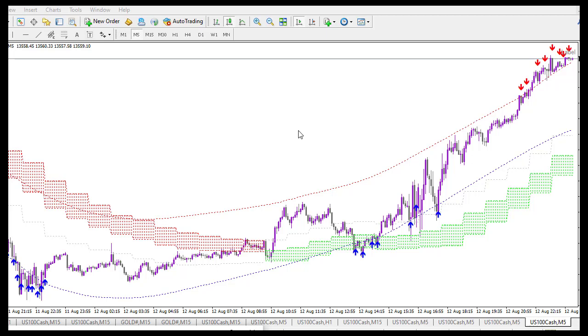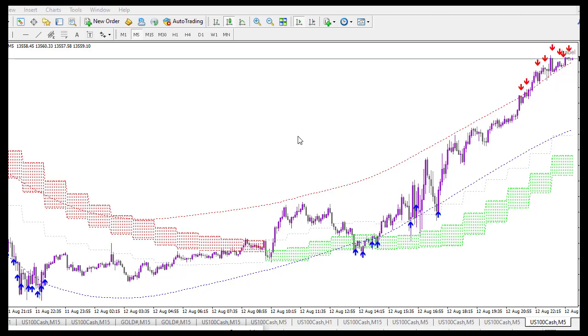Now let us dive in. This is a simple strategy, and this strategy is made up of two indicators, the cloud and the band indicator, that give us this arrow.